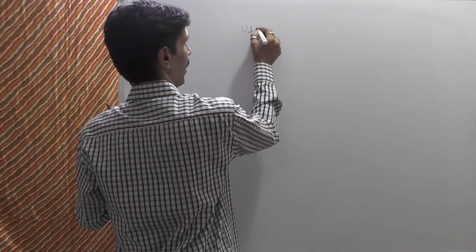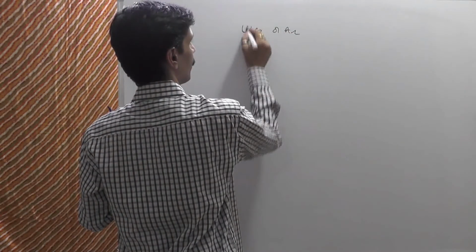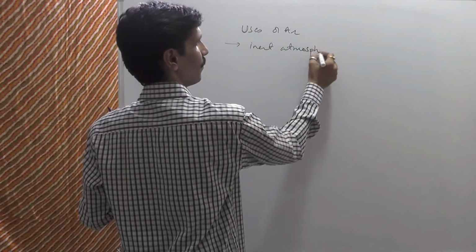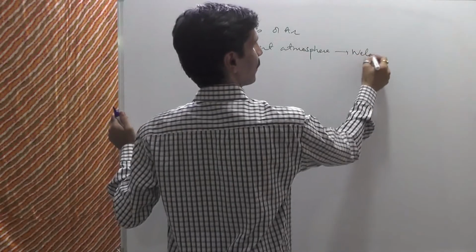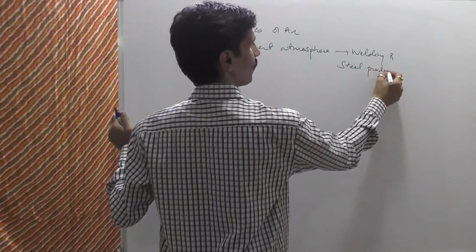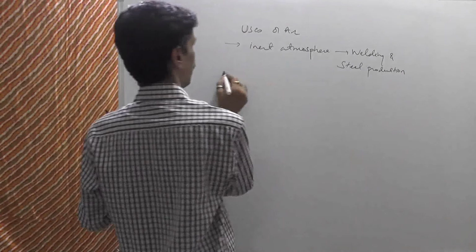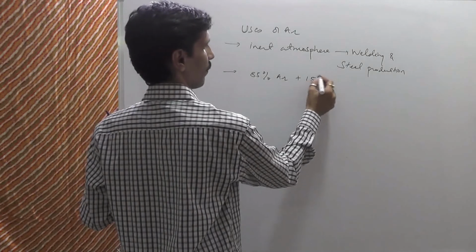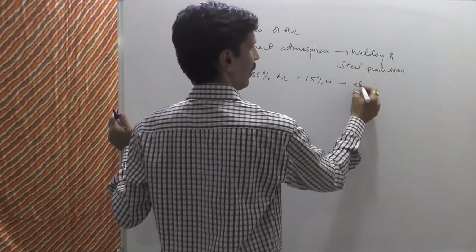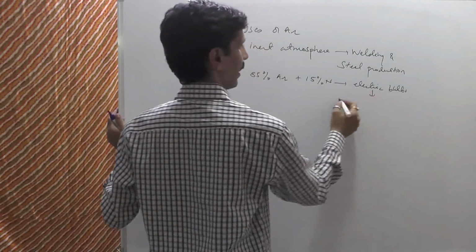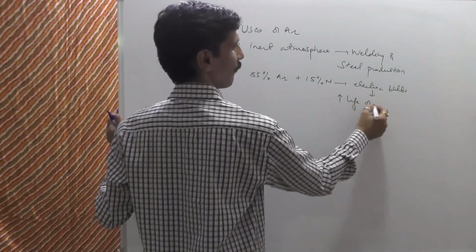Now talk about the uses of argon, another inert gas. First thing is, it is used to create an inert atmosphere during the process of welding and steel production. Next one is 85% argon along with 15% of nitrogen is being filled in the electric bulbs, and thereby it increases the life of the filament.